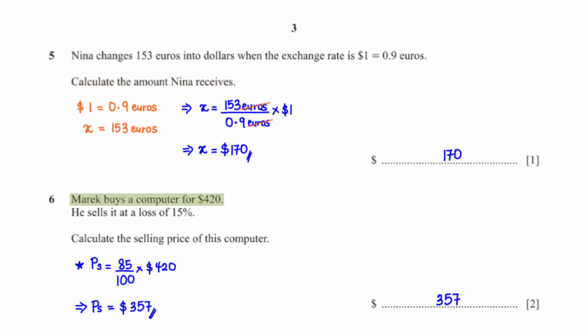Marek buys a computer for $420. He sells it at a loss of 15%. Calculate the selling price of this computer. Since he is selling the computer at a loss of 15%, we subtract 15% from 100%, giving us 85%. And so 85% of $420 is equal to $357.